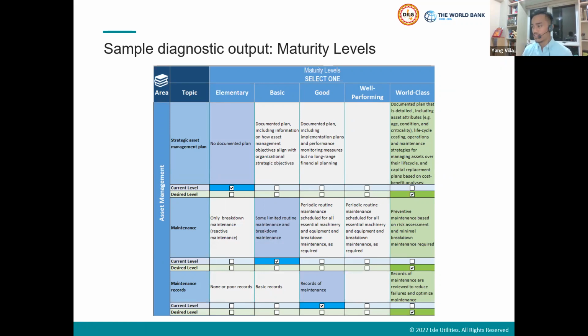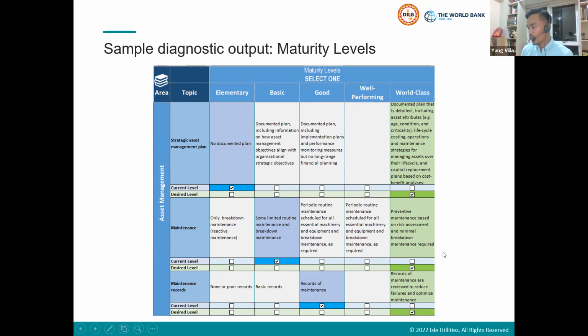What do you want to achieve? And this utility pushed themselves to be ambitious, and they said, we want to achieve world-class level for asset management. We want to put together a strategic asset management plan within 5 years, and the description is here on this cell on the top right.